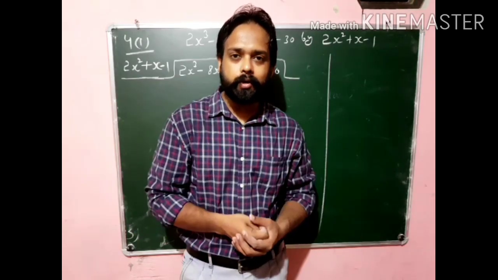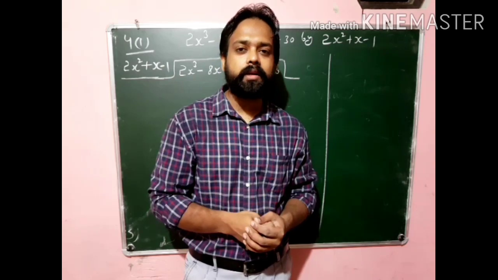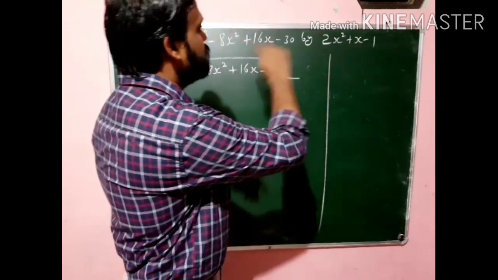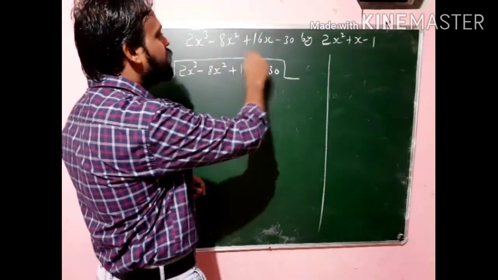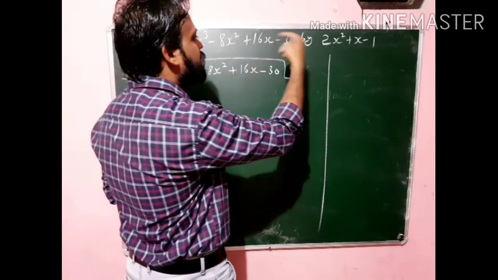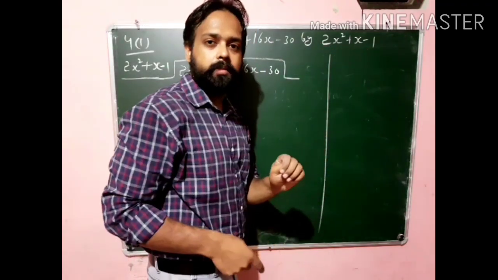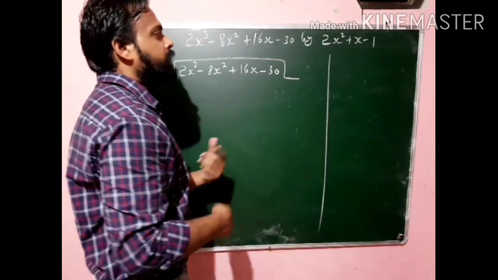Okay, now I am going to start the first part of the fourth sum. Here you can see the difference between the third part and this fourth part. In my previous video, in the third part, when we were dividing the polynomial, it was divided by a polynomial which has only two terms. So basically in that sum we were dividing the polynomial by a binomial.